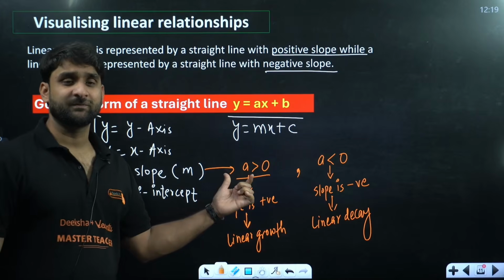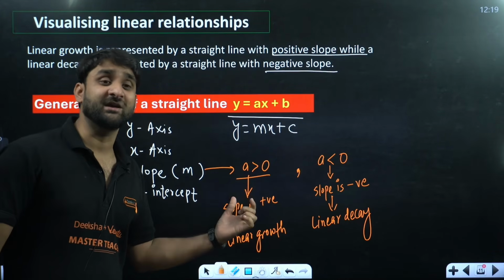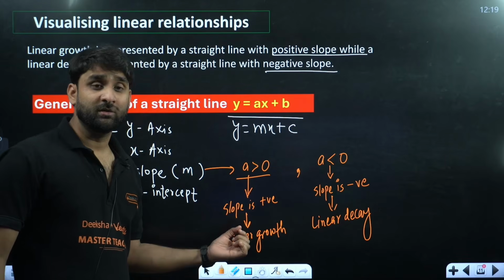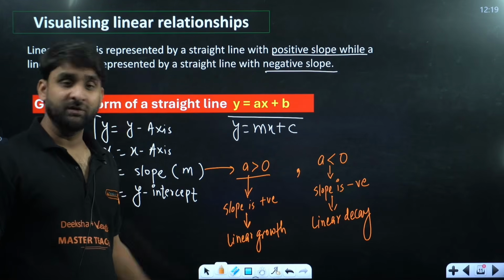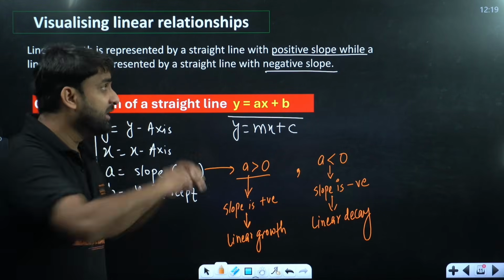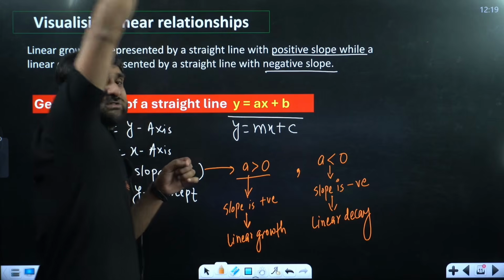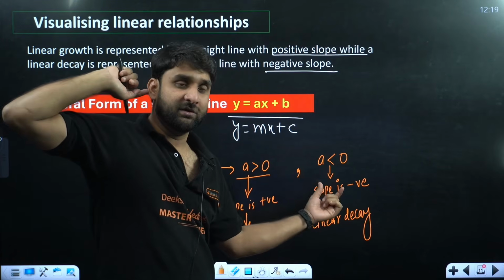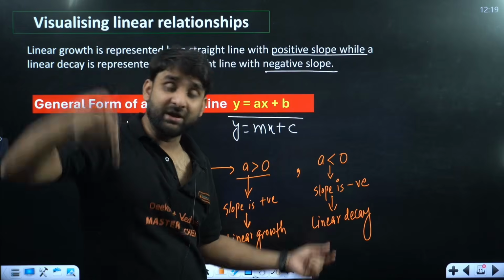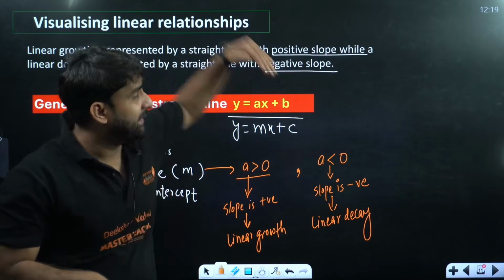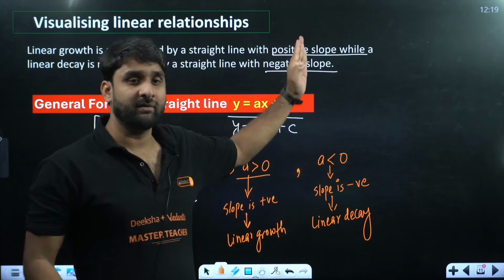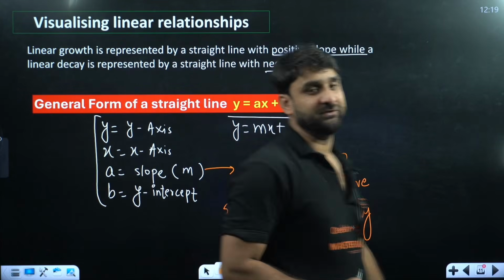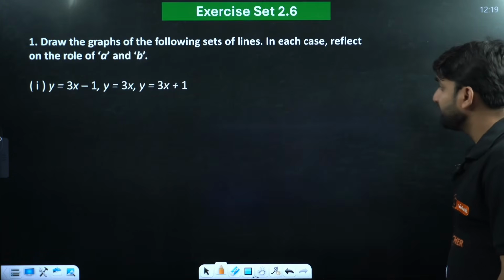The nature of a decides the slope presentation. If a is greater than 0, I mean if a is positive, the graph will be linear growth. The graph will go steeply in an upward direction. And if a is negative, the straight line will go steeply in a downward direction, from higher to lower, and the other goes from lower to higher. So this is the difference. Please take a screenshot, everyone. This is very important, champions. Very important. Moving to next.